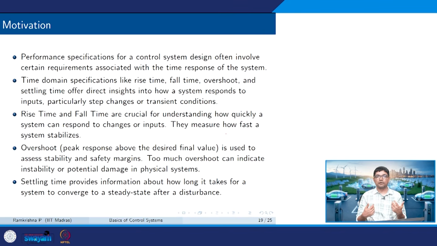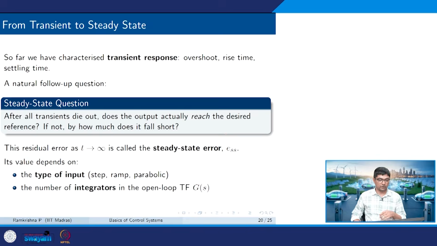So, if my system is rated for 5 amperes, and it can take 8 amperes, then good, I can design it for that level of overshoot. But if it cannot, I will maybe design it only for 6 amperes, or even in the worst case I can only design it to be an overdamped system. So, too much overshoot can indicate instability or even physical instability, or even may damage the system. And settling time provides how long it takes for a system to converge to a steady state after a disturbance, after an initial condition, or even after being subject to some kind of input.